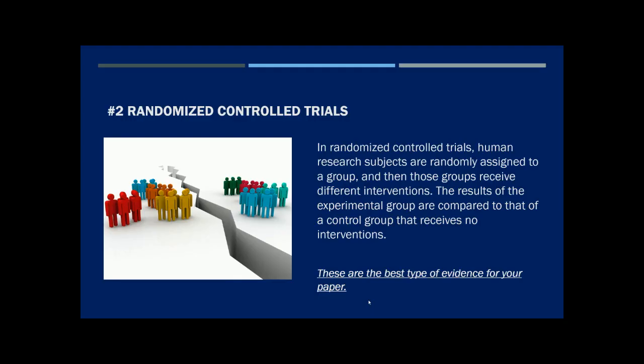Randomized controlled trials are like the gold standard. It's where you have research groups randomly assigned to two separate groups, an experimental group and a control. The experimental group gets whatever intervention we're studying, and the control group is unchanged, and then you compare the results.